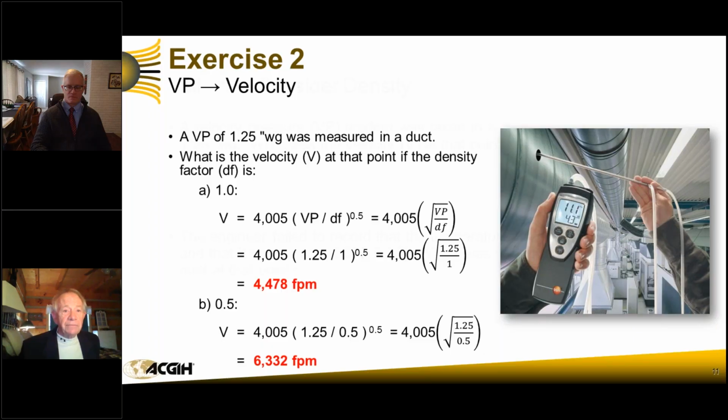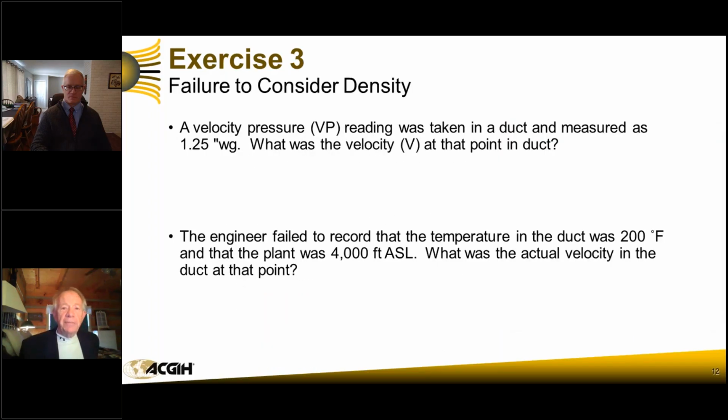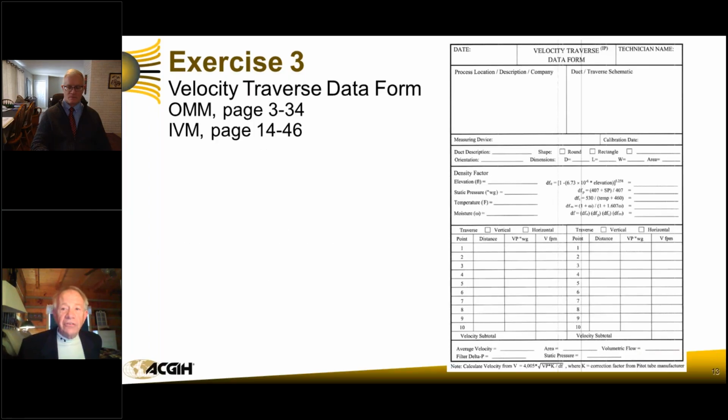Okay. A velocity pressure VP reading was taken in the duct, measured 1.25. What's the velocity at that point in the duct? We already did that. Well, how do we do it? We go to this velocity traverse data form, which is located in the back of the Industrial Ventilation Manual in Appendix C in Chapter 14.